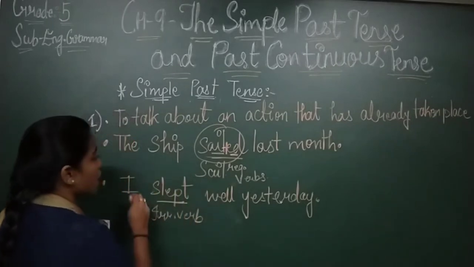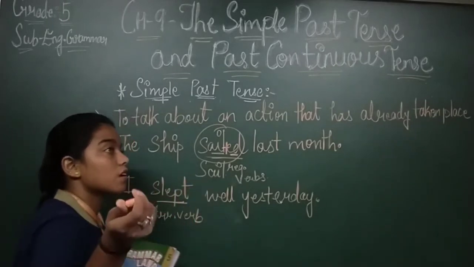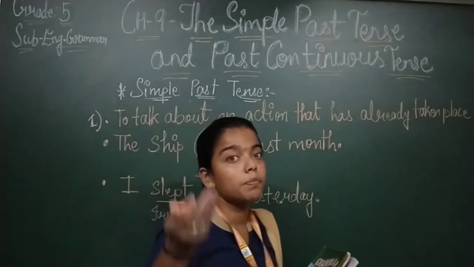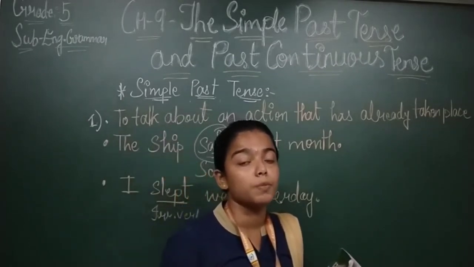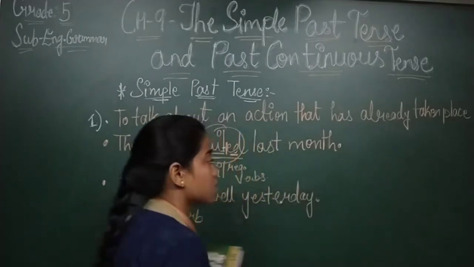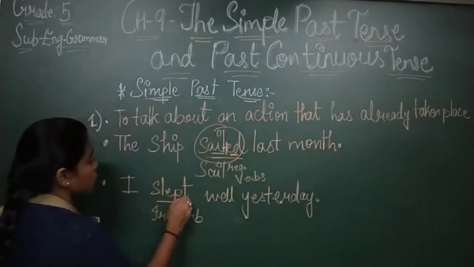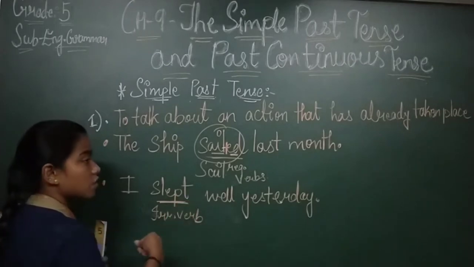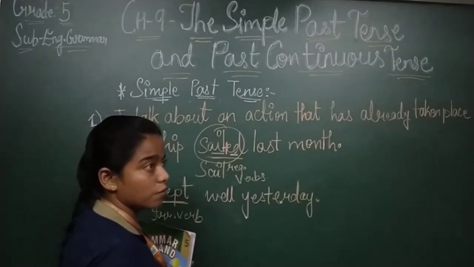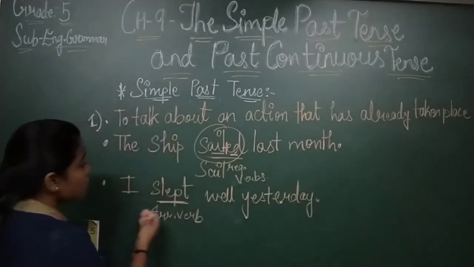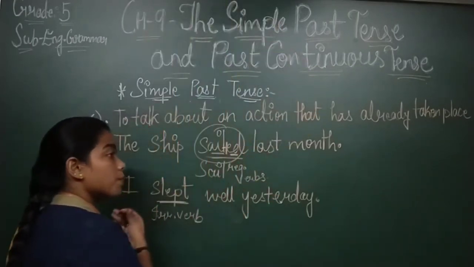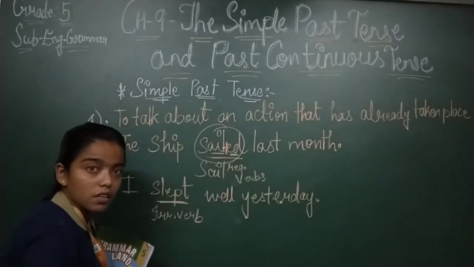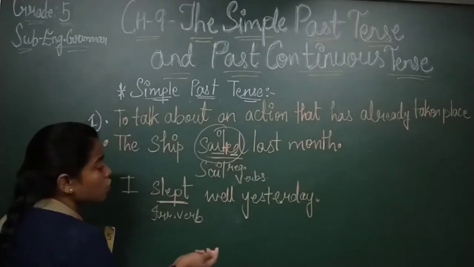Before, it would be: I sleep well yesterday. Sleep means sleeping. We changed the form of sleep. As we know, when it changes the form, it becomes irregular. So from sleep it became slept. It changes in the past form, right? I slept well yesterday. Yesterday is the past. He was sleeping the day before. Next previous day he was sleeping.